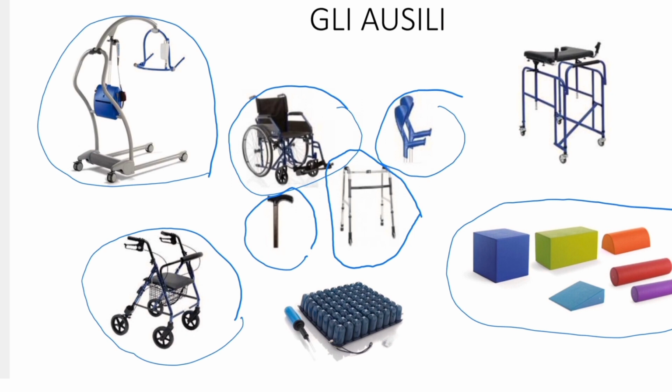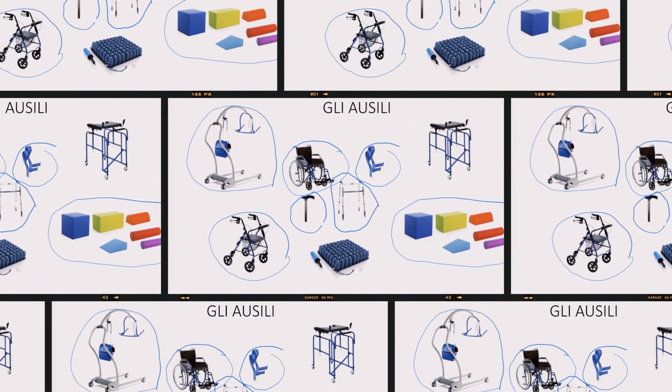Since the person is rigid and cannot assume the correct posture, we need to use these cuscini to help the person to get the right position. So these are the various or some types of the ausili that I can show right now. All right, so let's move on.